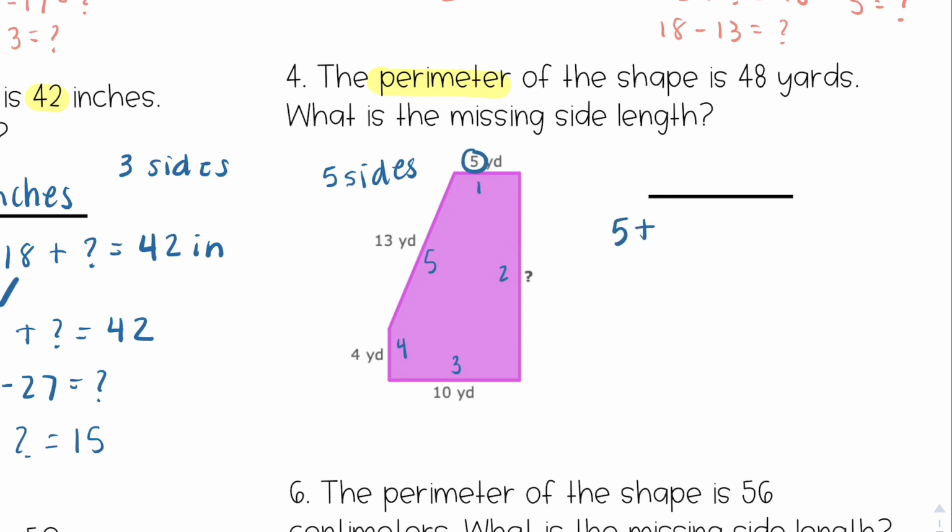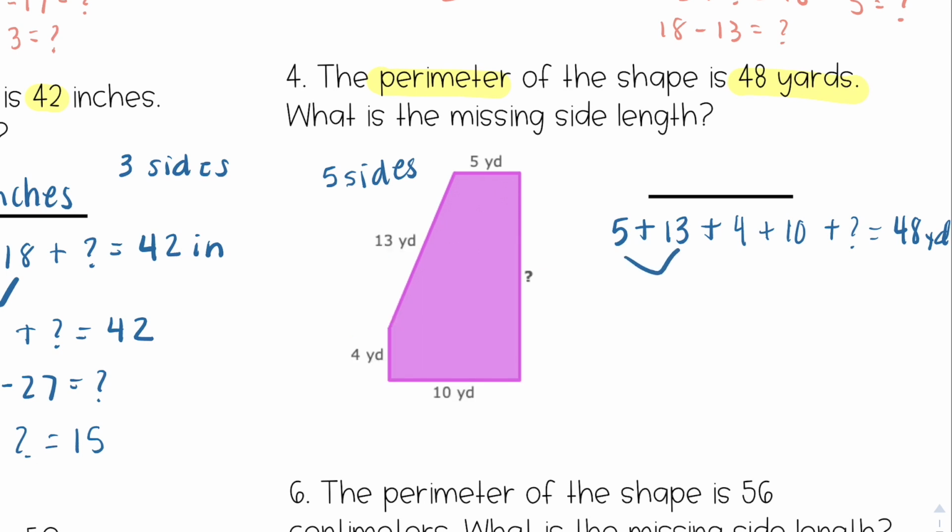So I have 5 plus 13 plus 4 plus 10 plus whatever variable you want to use. I'm going to keep using question mark because that's what's given to me. And this is all going to equal 48 yards. And so I'm going to start combining my side lengths.